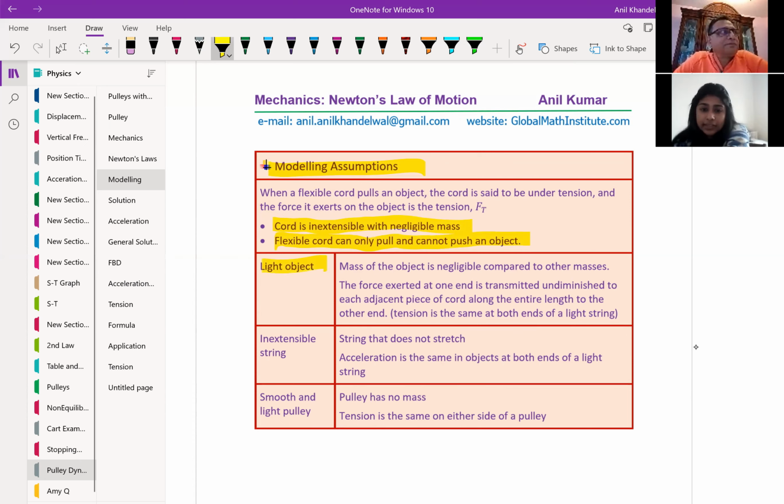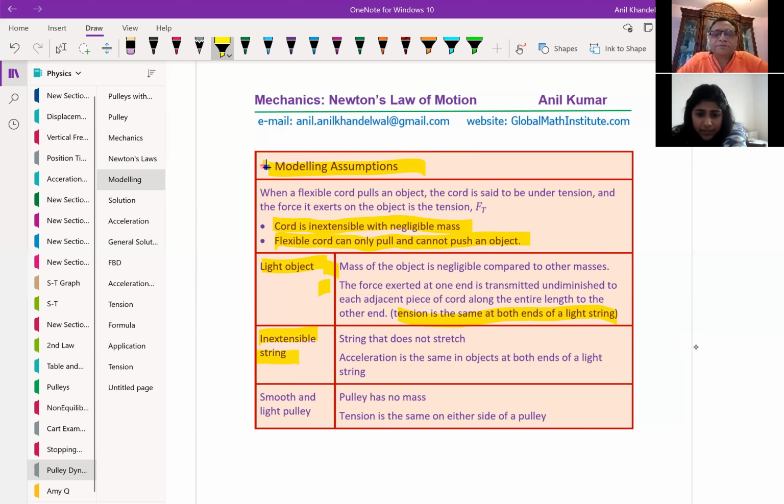So light object. The mass of the object is negligible compared to other masses, and the force exerted at one end is transmitted undiminished to each adjacent piece of cord along the entire length to the other end. So tension is basically the same at both ends of a light string.